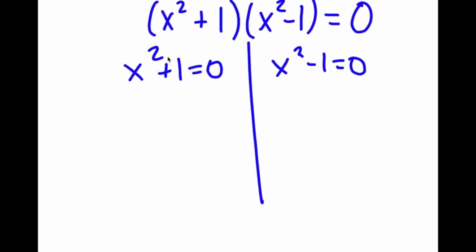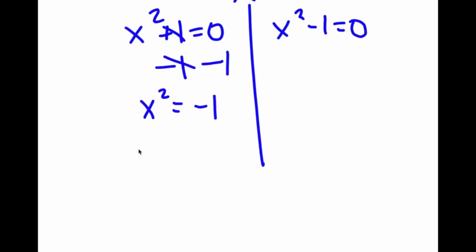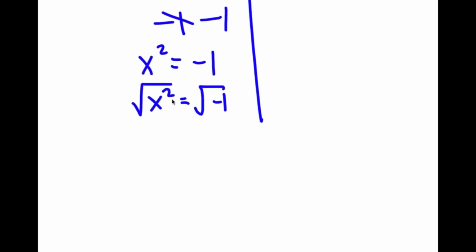So for x squared plus 1 equals 0, I'm going to start by subtracting 1 on both sides. So these two cancel out, and I get x squared is equal to negative 1. Now if I take the square root on both sides, the square root of x squared is x, and the square root of negative 1, if you guys already know, is i. So I have plus or minus i.